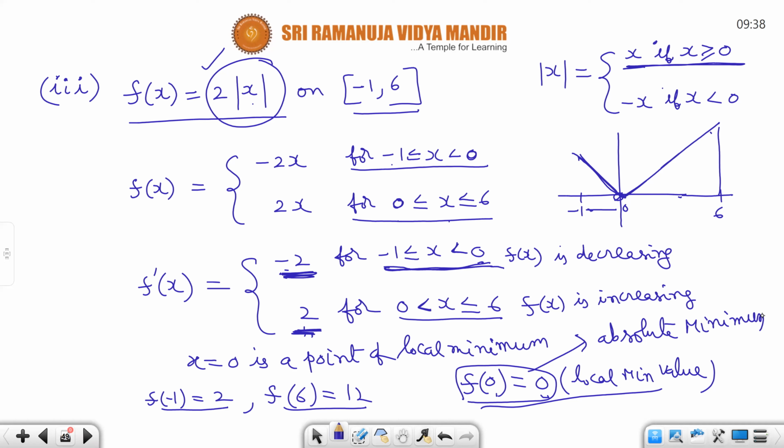Out of the three values, which is the greatest value? 12, sir. So this is the absolute maximum value, also called the global maximum or greatest value. Understood? So this is an example of a function which is not differentiable at one point of the given domain. There it has a local minimum, and that local minimum is also the global minimum for this function.